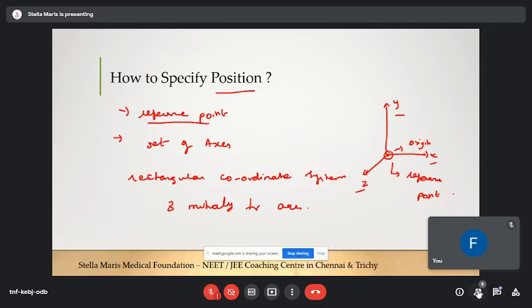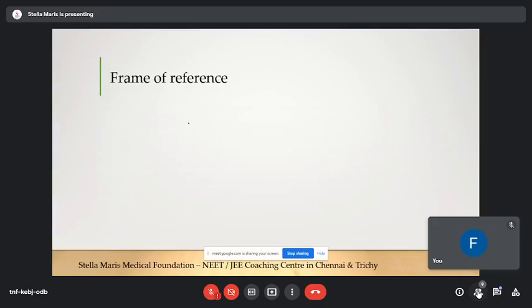If there is a change in one or two coordinates, if there is a movement along the x coordinate, then we can say that the object is moving along the x-axis. And if there is a movement along the y coordinate, then the object is moving along the y-axis. The same applies to the z coordinate, that is the z-axis. So if one or more coordinates change with time, then we say that the object is in motion.